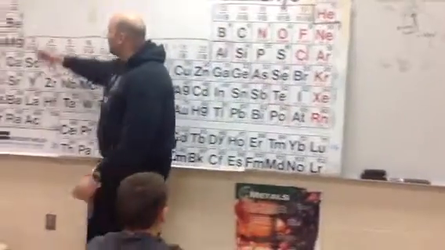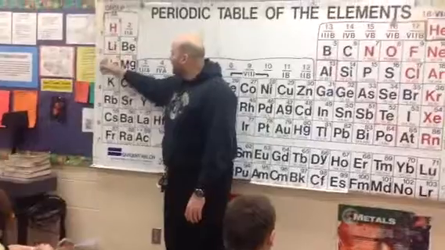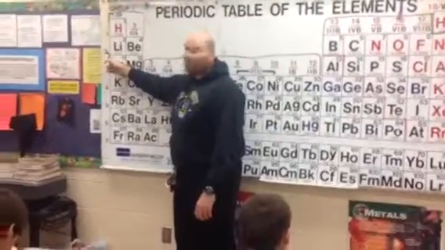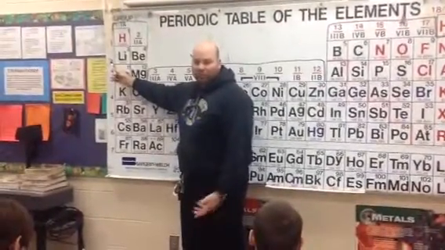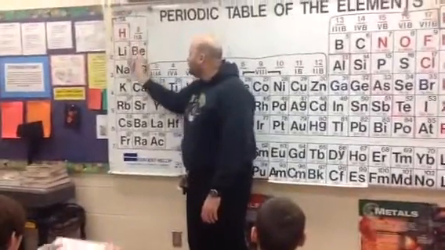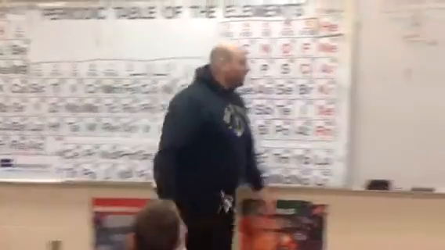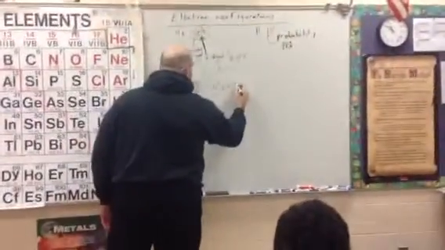So 1s2 would put us right here at helium, and then when we look at lithium, what energy level would that be? 2. We just look at the row number. So it'd be 2s1, 2s2. That energy level and sublevel are filled up, so I write it down, 2s2.